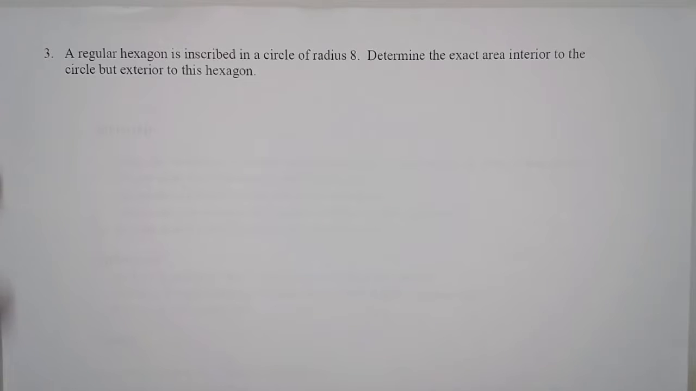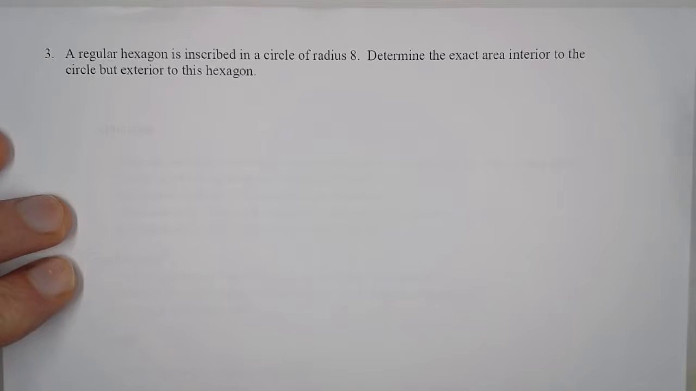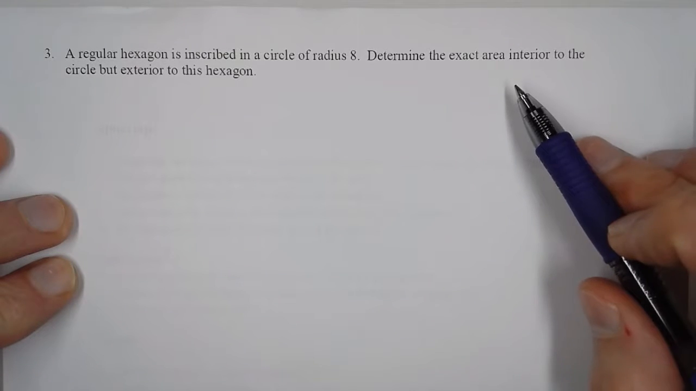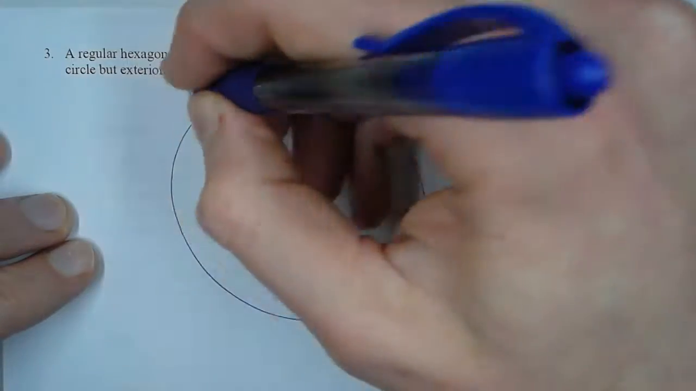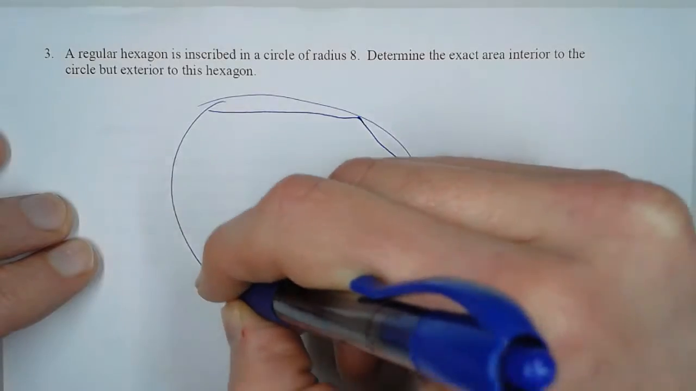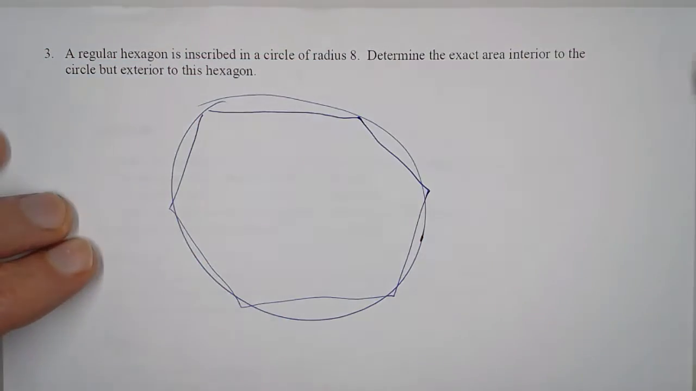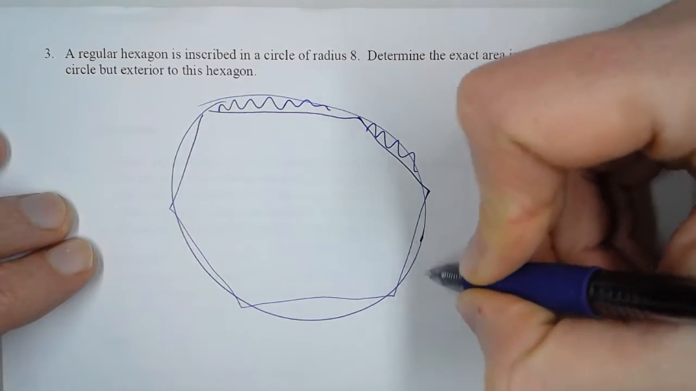So in this problem, it says a regular hexagon is inscribed in a circle of radius 8. So we want to determine the exact area that is interior to the circle, but exterior to the hexagon. So if we draw this out, and so what we're interested in is all of this area.